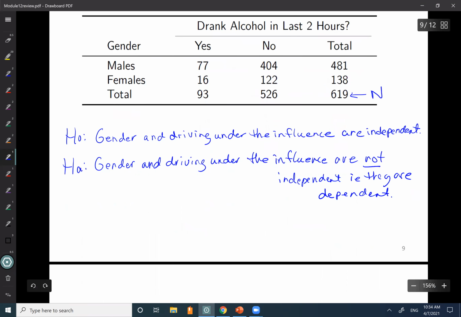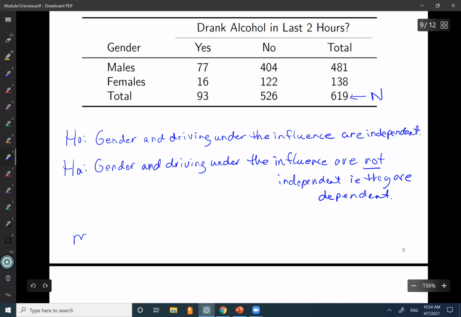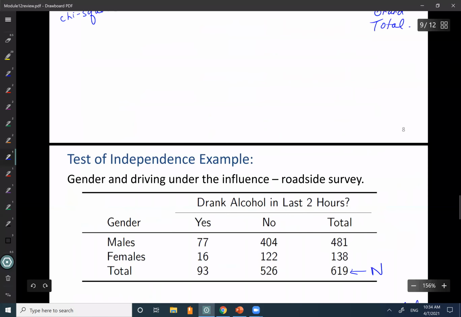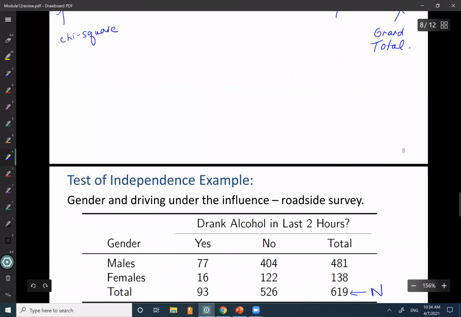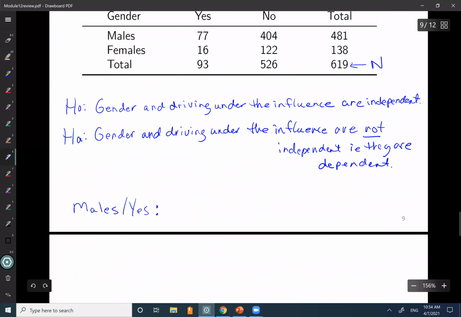So let's see how the test was calculated. We'll do the math here. We just look at each category, right? There's males, yes, so let's look at that category. We need to get the expected counts. Remember, the expected counts are calculated by the row total multiplied by the column total, divided by the grand total. So we need to do that first.